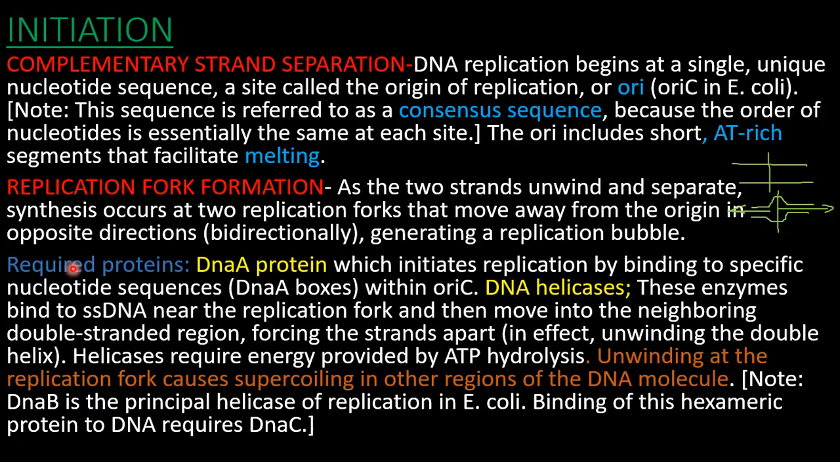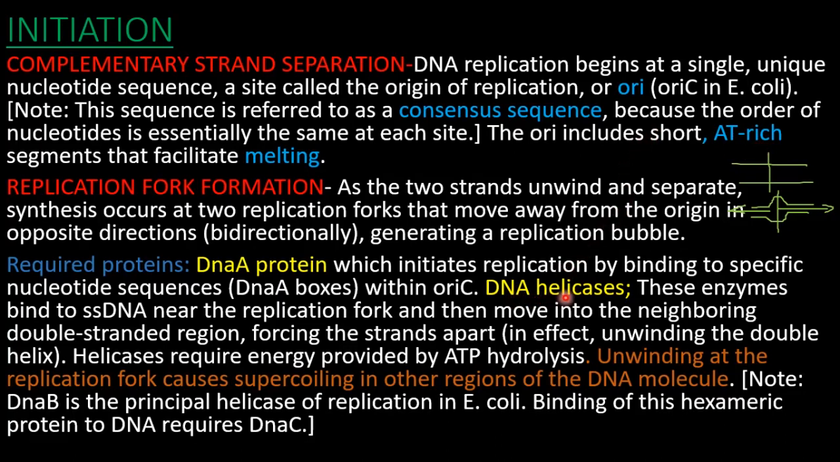Now, which proteins are required during this strand separation and replication fork formation? You require one very important protein known as DnaA protein, which initiates the replication by binding to a specific nucleotide sequence within the ORI. For the case of E. coli, or OriC, that specific nucleotide sequence is known as the DnaA box. Once DnaA binds to the DnaA box, it will cause melting of the AT-rich region within the ORI, hence local unwinding.